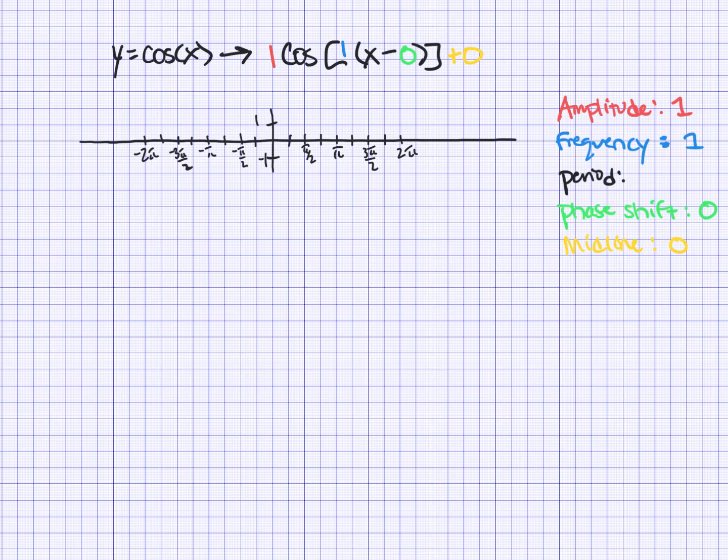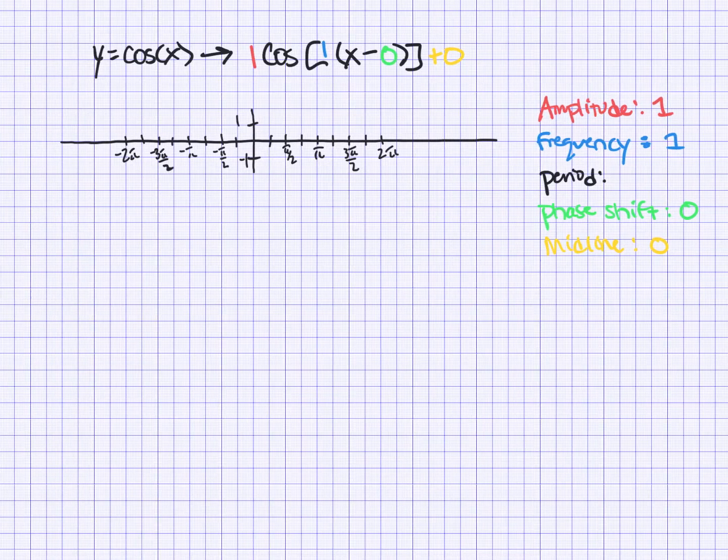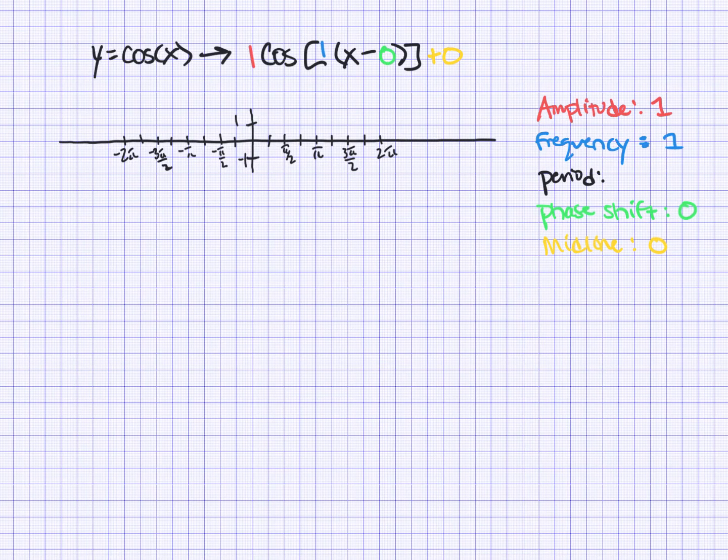Now for our period, we haven't really talked about our period yet. For our period, there we go, we're always going to do 2 pi divided by the frequency. So in this case, since the frequency is 1, we're going to do 2 pi divided by 1, or 2 pi. So this tells us we're going to complete one full cycle in an interval of 2 pi. And the best thing about this, before I start actually graphing cosine, is that all of this information is actually going to be the same for sine.